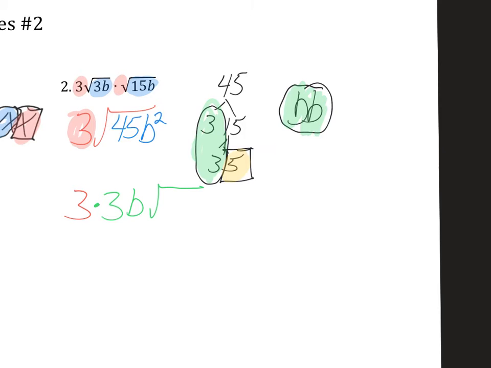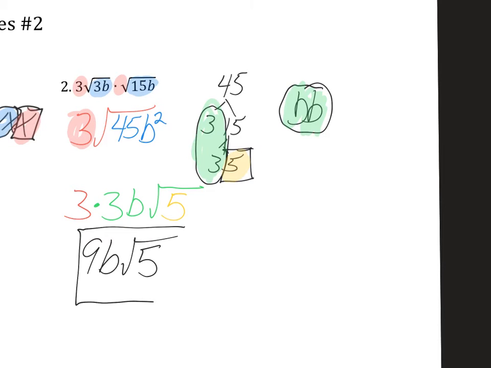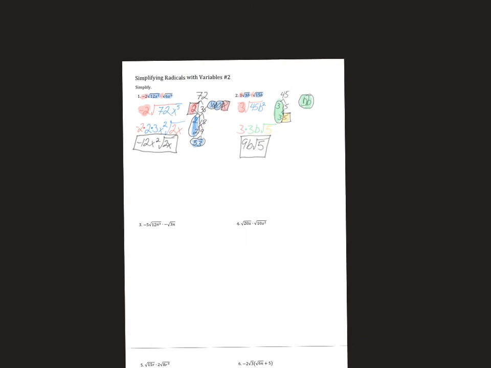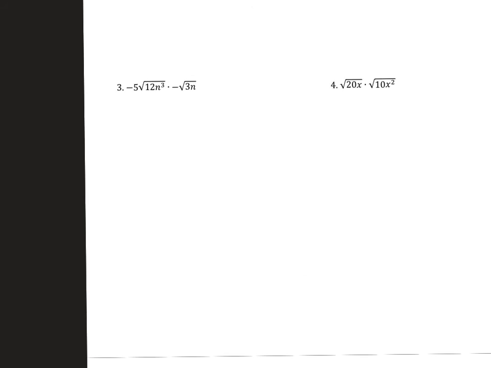Radical, we have 5 on the inside. So we have 3 times 3, which is 9, b, because there's nothing else to do with the b. Radical 5, because there was nothing to do with that 5. Okay, so let's go to the next problem.